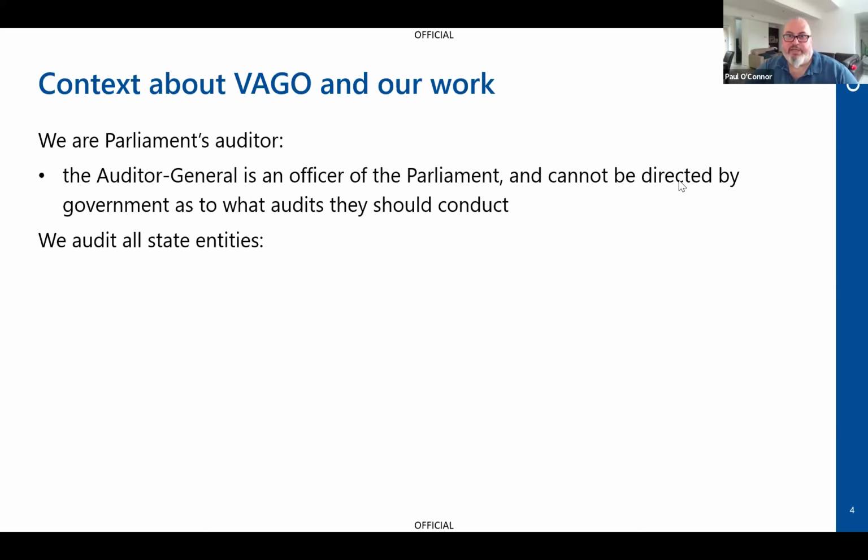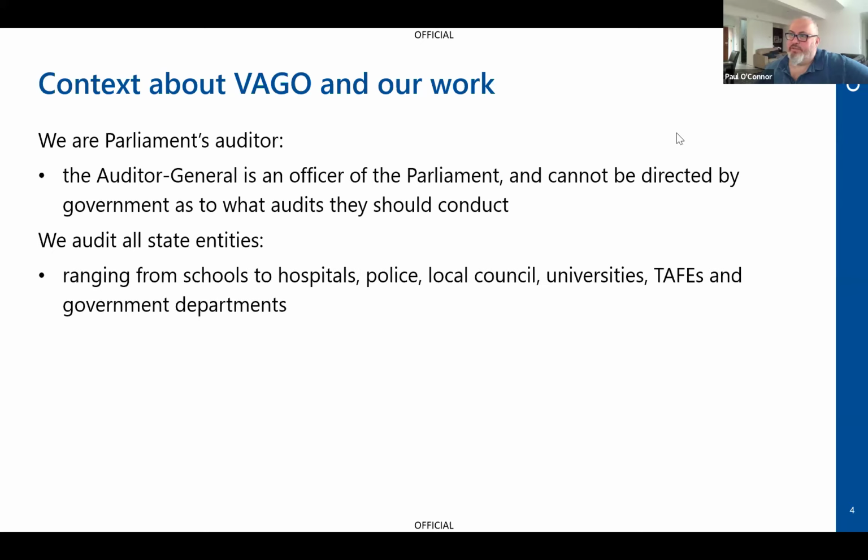We're the auditor for all state entities, so any entity that is controlled by the Victorian state government, and that usually means any entity that is established under Victorian law that is a public sector entity. And there's a wide variety, ranging from schools to hospitals. We audit the police, we audit local councils, we audit universities, including Melbourne University. We audit TAFEs and government departments and pretty much anything else that you can think of that is run by the Victorian public sector.